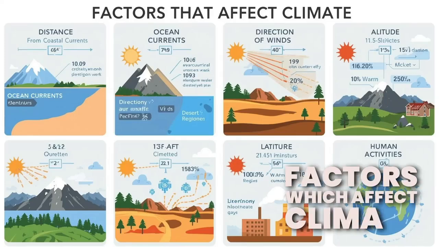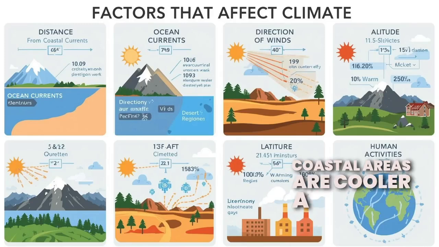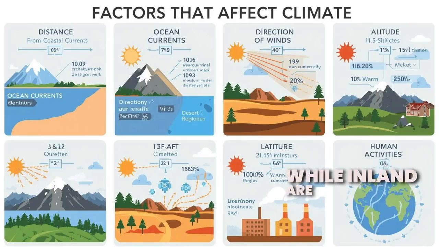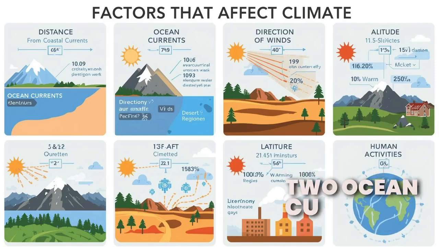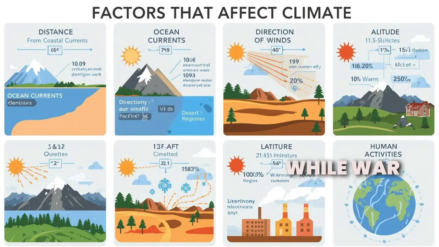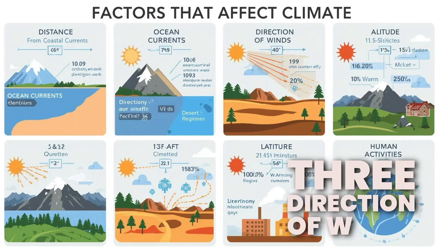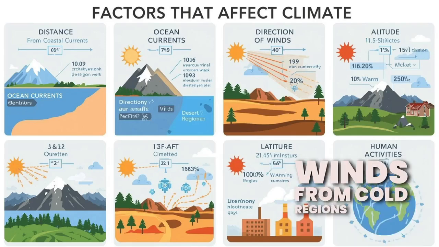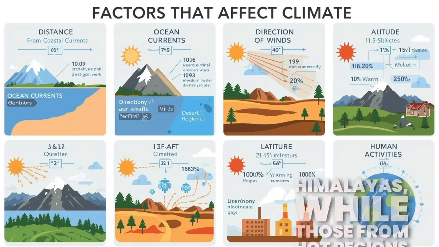Factors which affect climate. 1. Distance from the sea. Coastal areas are cooler and more humid, while inland areas are hotter due to lesser sea influence. 2. Ocean currents. Cold currents make climate cool and dry, while warm currents make it warm and wet. 3. Direction of winds. Winds from cold regions, Himalayas, are cool and dry, while those from hot regions, deserts, are warm and dry.